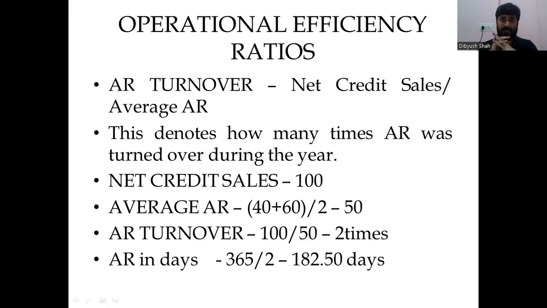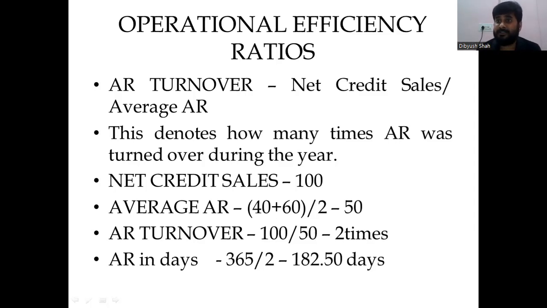See, we are calculating accounts receivable turnover. That means how many times we collected it on average during the year. The denominator will be average accounts receivable. Why average and why not closing? I'm coming to it in a fraction of a second.